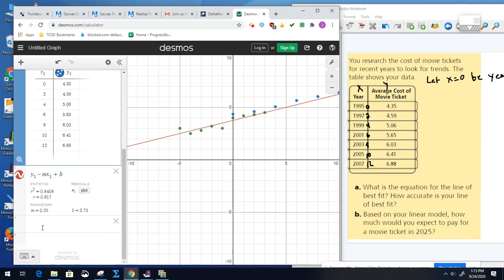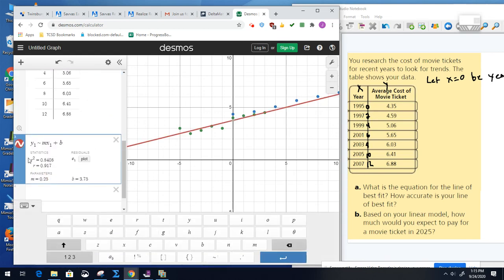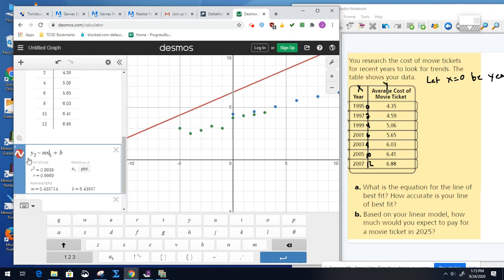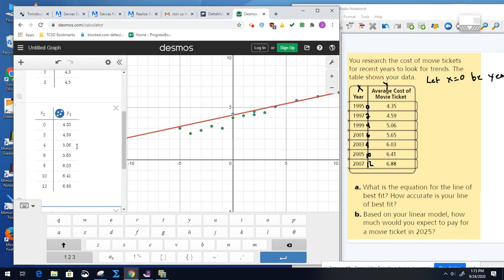So now that I have these in here, this is not my answer. Again, I have to go back here and change this to Y2 and X2. And why is it Y2 and X2? Because when I created my new table, bam, it gives me X2, Y2 there.